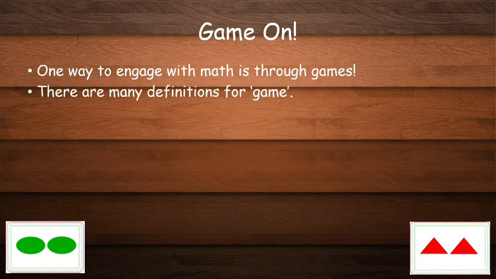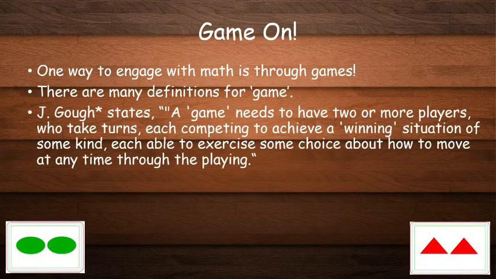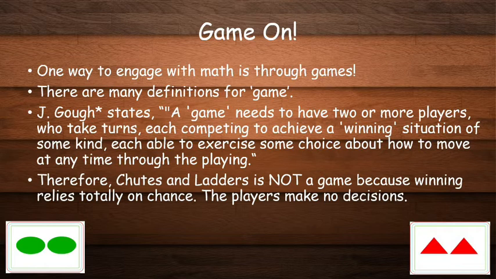There are lots of different definitions for a game, many, many different definitions. One of them that is probably a little bit controversial is by Jay Gow, and he states, a game needs to have two or more players who take turns, each competing to achieve a winning situation of some kind, each able to exercise some choice about how to move at any time through the play. So you have to have choice, you have to have this interaction, and he gives an illustration of Chutes and Ladders.